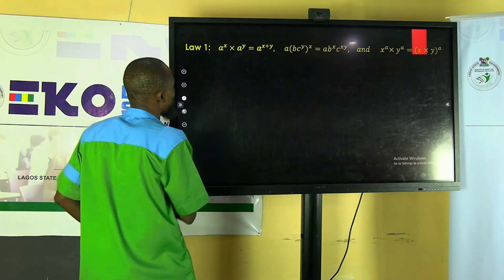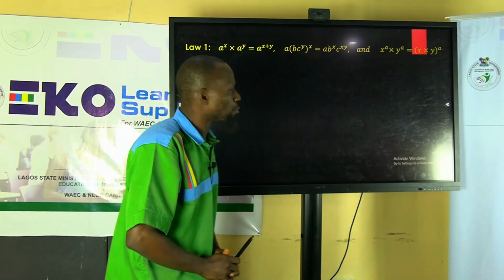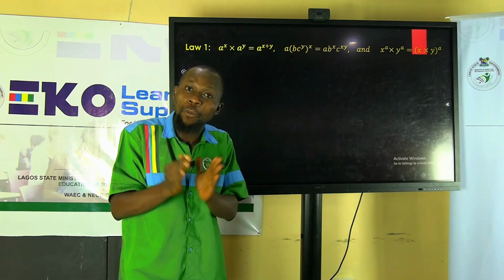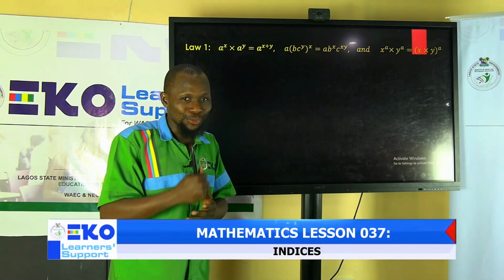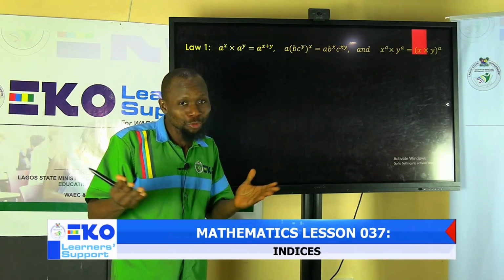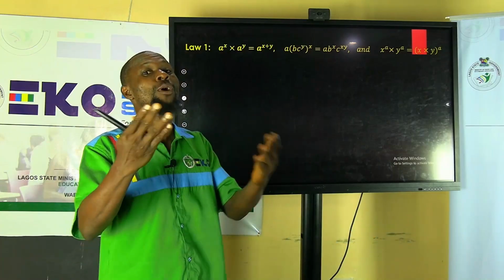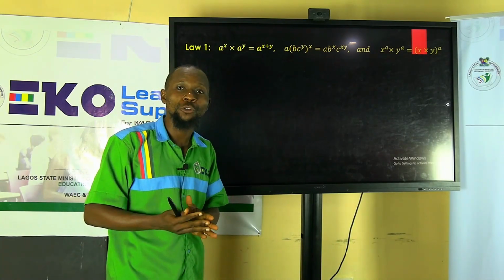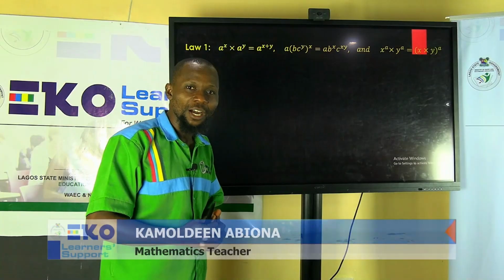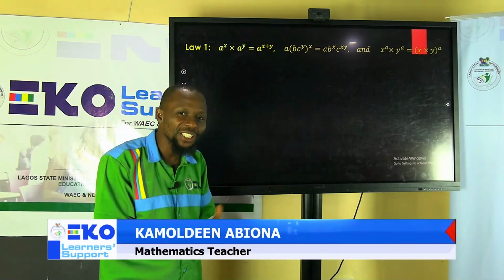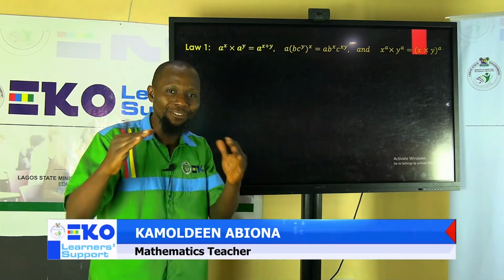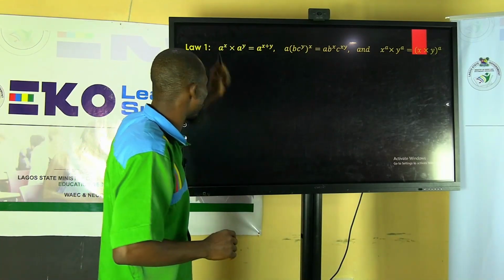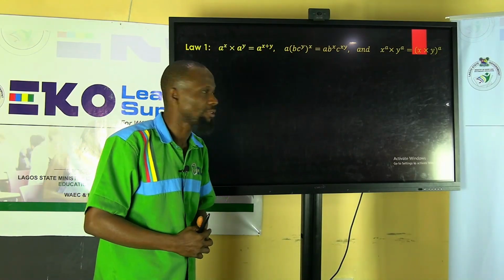Now, we want to look at the laws because we want to see how we can combine them together. You can add 2 and 4 together, you can multiply 2 and 4 together. So for numbers in indices, you need to know how to multiply them, how to divide them, basically how to perform arithmetic operations on them. And that is why we have the rules, the laws.